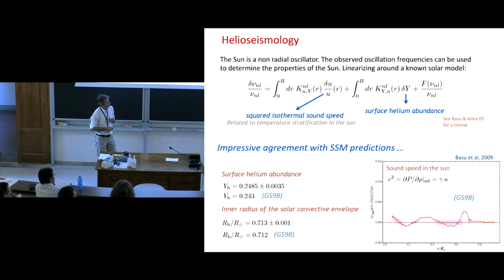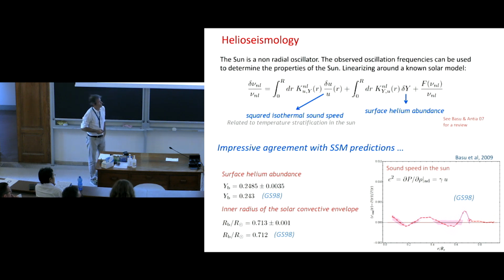And also, we can extract the behavior of the isothermal sound speed, so the behavior of the sound speed across the solar structure as a function of the radius, with an accuracy which is at the level of 0.1% in a large region of the sun.